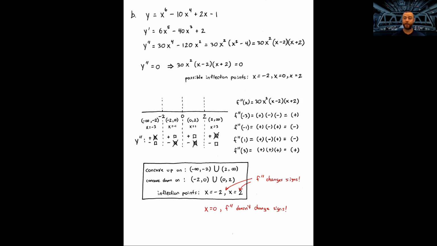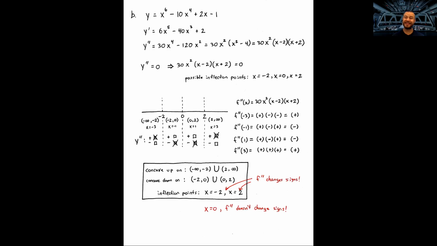All right, the concave up intervals are pretty straightforward: -infinity to -2, and 2 to infinity. We have 2 intervals where the function is concave down, where the second derivative is negative: -2 to 0, and then 0 to 2.